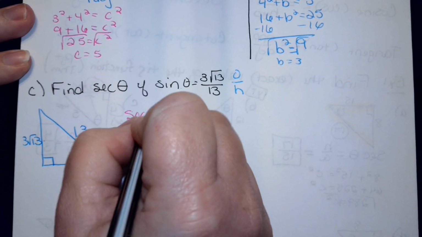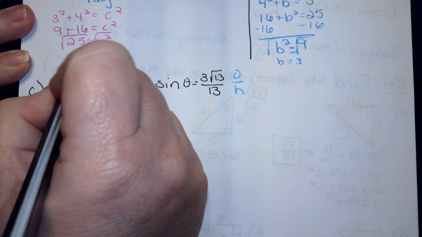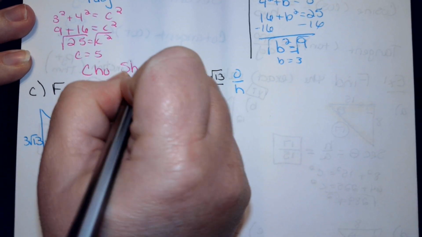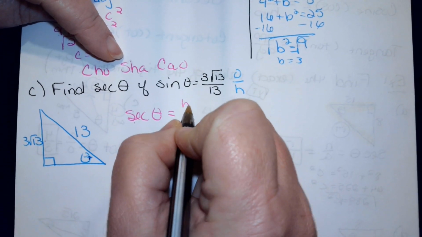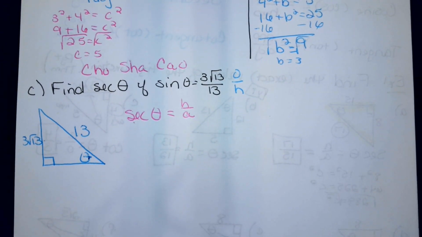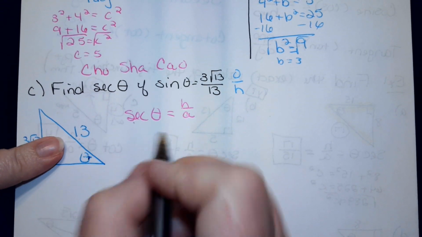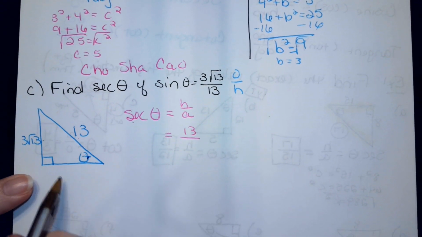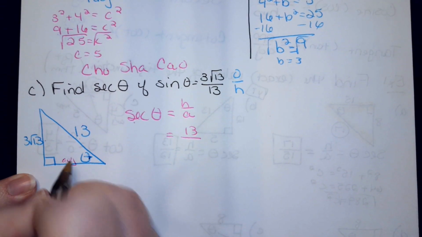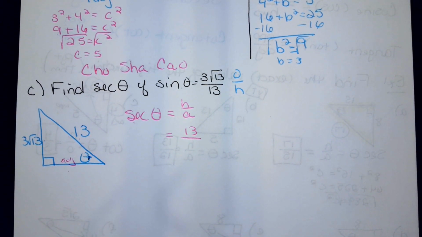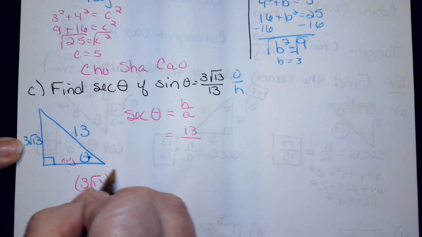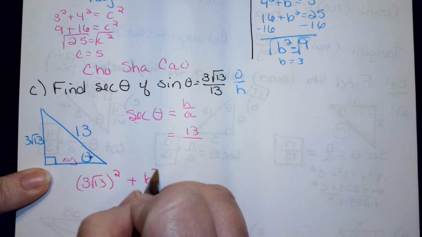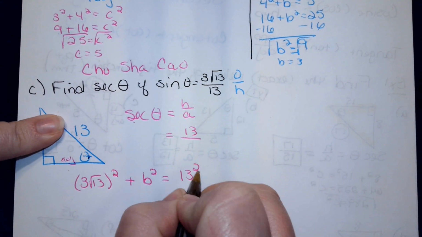Looking for a secant. So remember, CHO SHA KOA. The secant is hypotenuse over the adjacent. Well, we got the hypotenuse, that's 13, but we don't have the adjacent. We're missing the adjacent side. So we've got to use the Pythagorean theorem to find the adjacent side. So let's see. We've got 3 times the square root of 13, squared, plus b squared is equal to our hypotenuse squared.